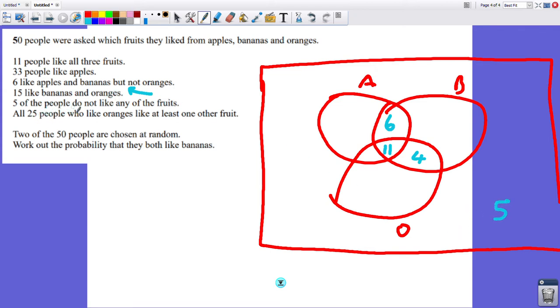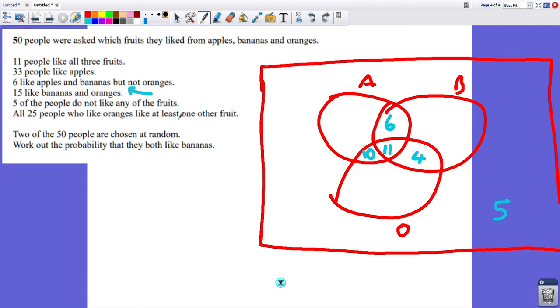All 25 people who like oranges like at least one fruit. Okay, so inside this circle, there must be 25 people. Therefore, 11 plus 4 equals 15, and 15 plus the number which goes in here must equal 25. Clearly that number will just be 10. I know that no one will go in here because of literally what it says. All of the people who like oranges like at least one other fruit. In other words, there's no one who likes only oranges.